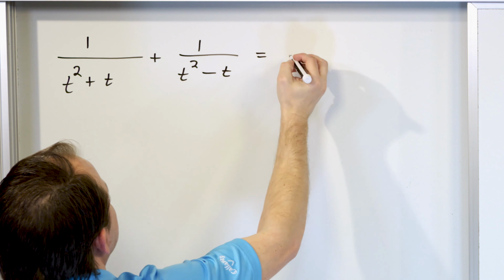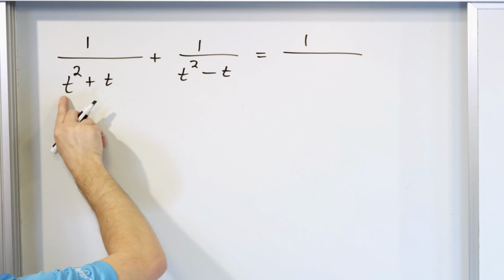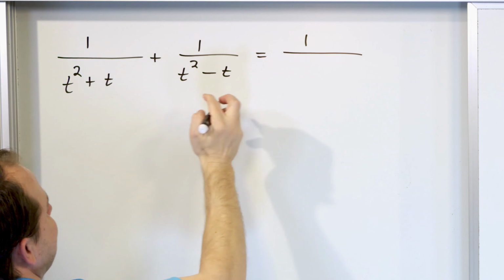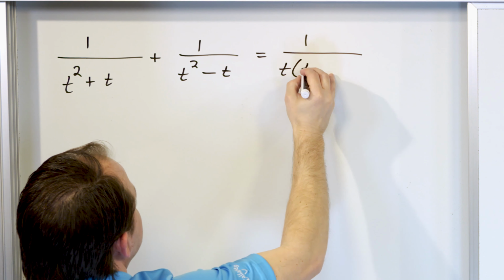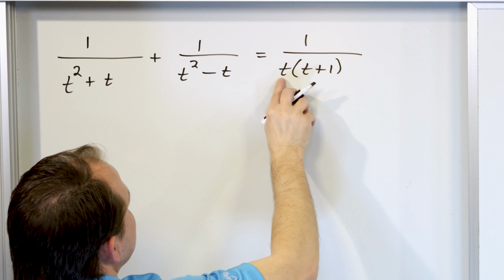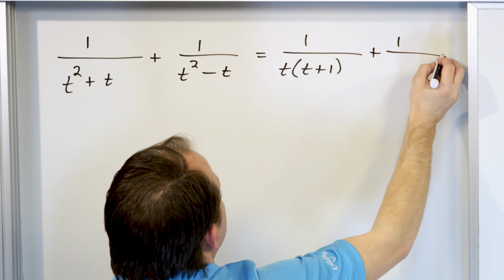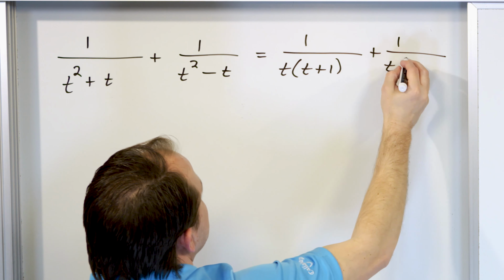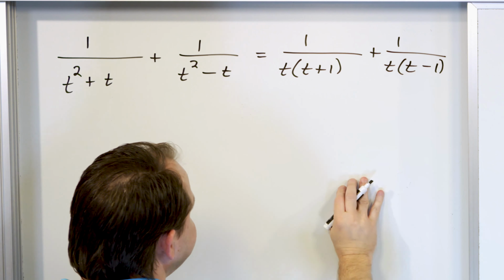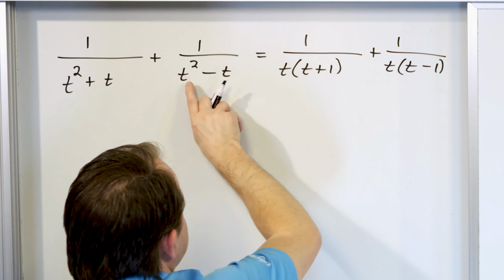You can rewrite this as follows. Notice on the bottom I have a t squared plus t. I can factor out a t. T would give me t plus 1. Double check yourself, t squared plus t, right? And then I can do the same thing here. It'll be 1 over, I'll factor out a t, giving me t minus 1. T squared minus t, exactly what I had.